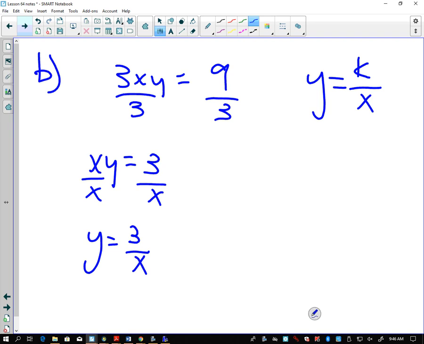Does that match the equation of y equals k over x? Yes. Okay, where we would say my constant is 3. So here I would say, yeah, this is an inverse variation. The equation solved for y is y equals 3 over x. The equation matches the inverse variation equation, y equals k over x. Okay, I'm showing you mathematically, but you need to write a sentence. Okay, does that work for you?